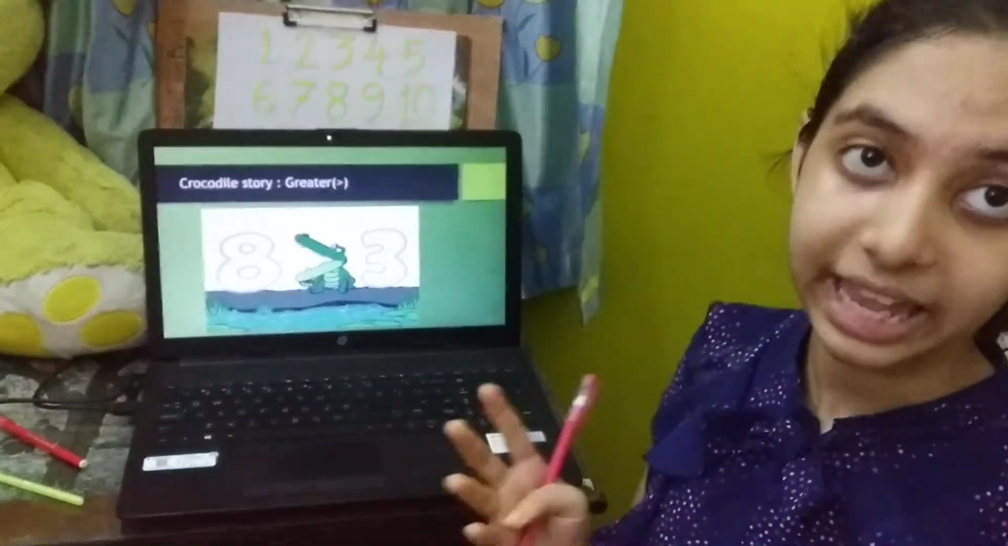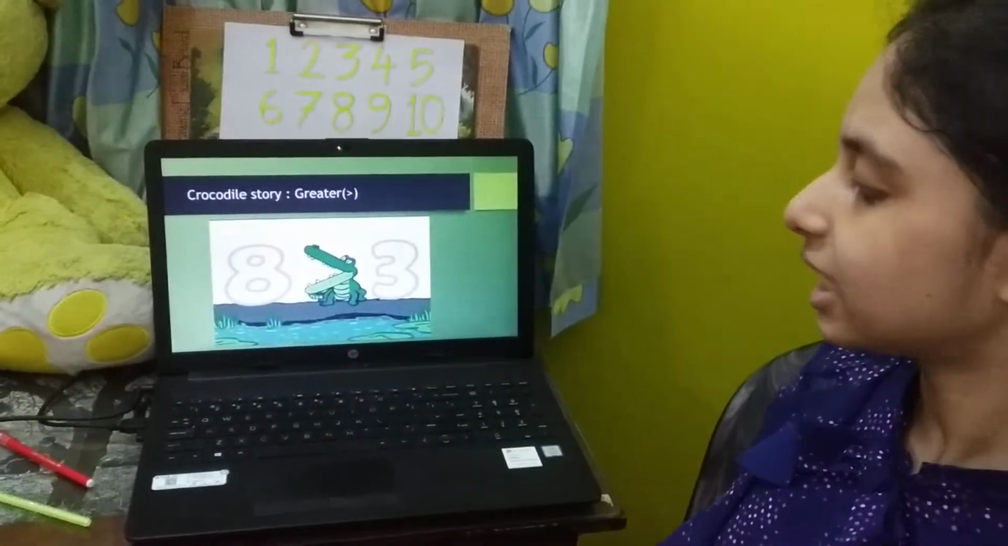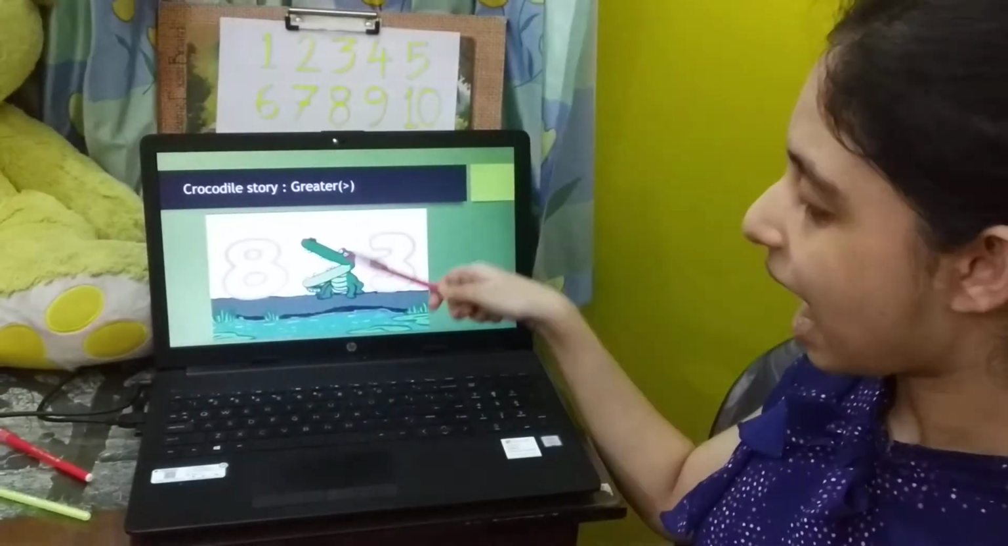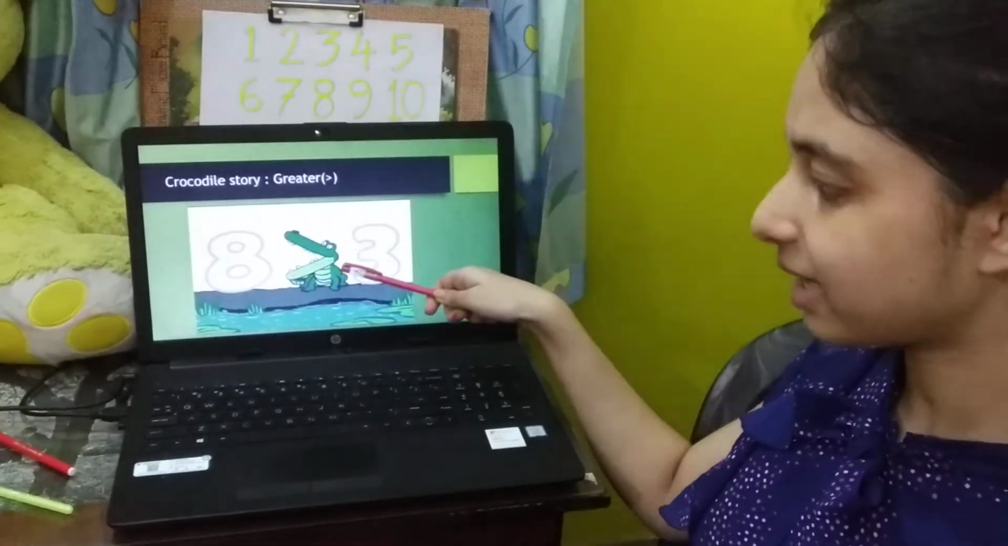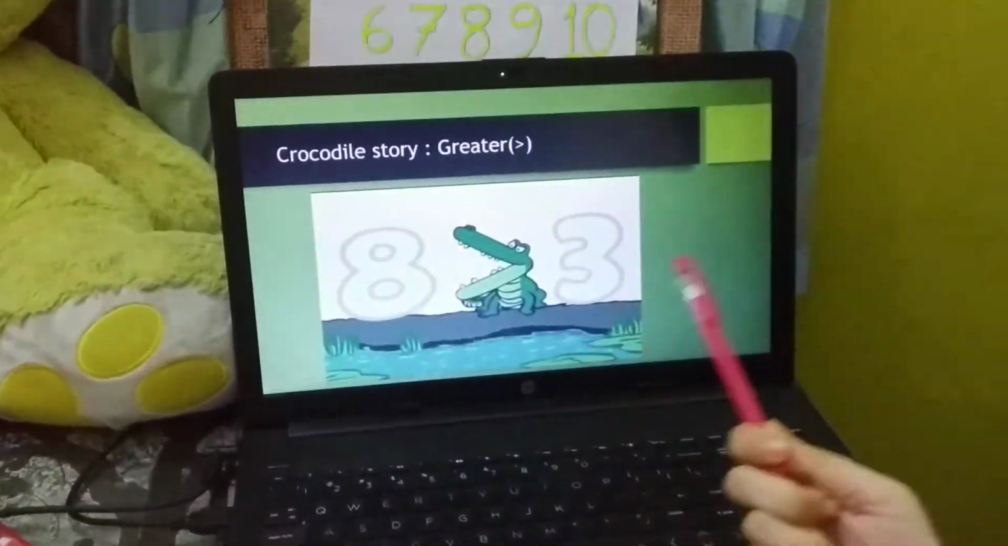And then we have another example, 8 and 3. Which one is greater? 8. So the crocodile will open its mouth towards 8, and thus we can see that the crocodile is opening its mouth towards 3, and the formation is much like the greater than symbol. So we can say that 8 is greater than 3.